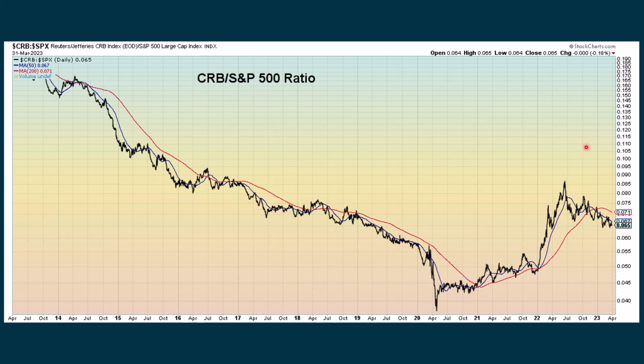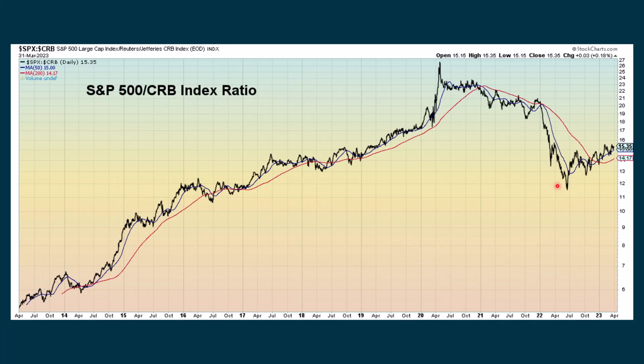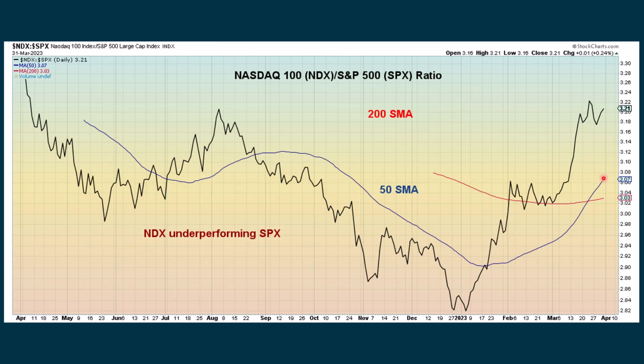Then looking at some other indexes, the CRB is underperforming the S&P 500. Here's an inverse showing how the S&P 500 is outperforming the CRB index. The NASDAQ 100 is just giving us a golden cross in this ratio, and it is now starting to outperform the S&P 500 as we've been seeing some strength in tech.